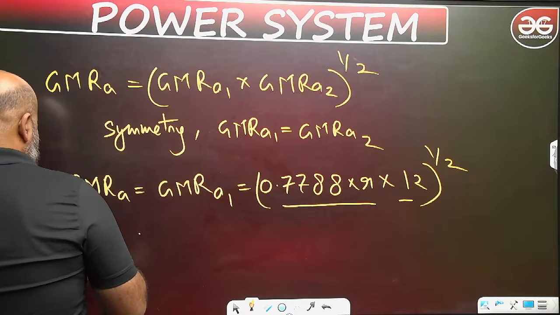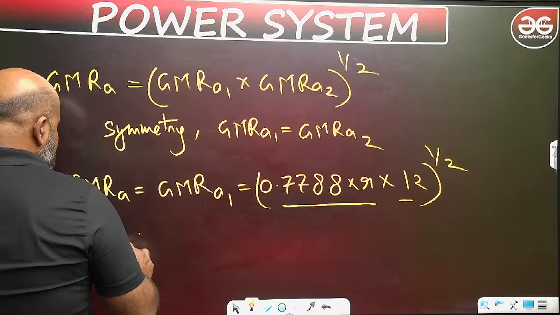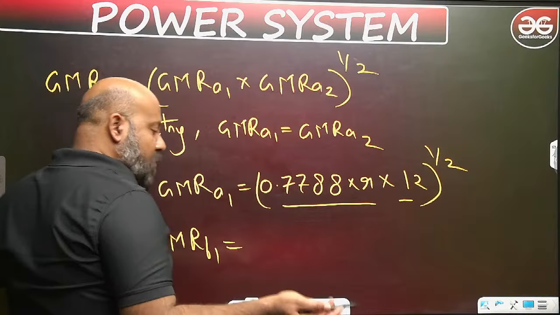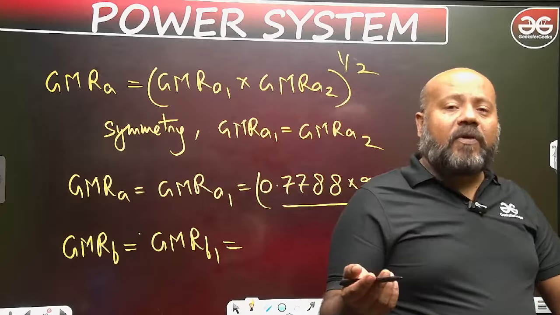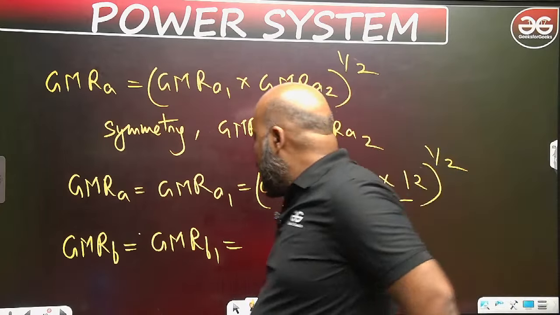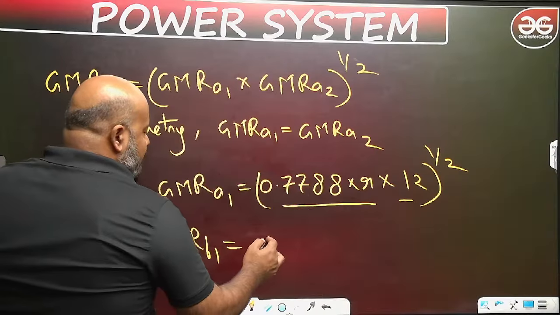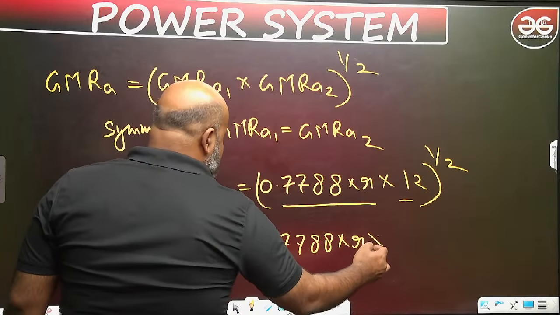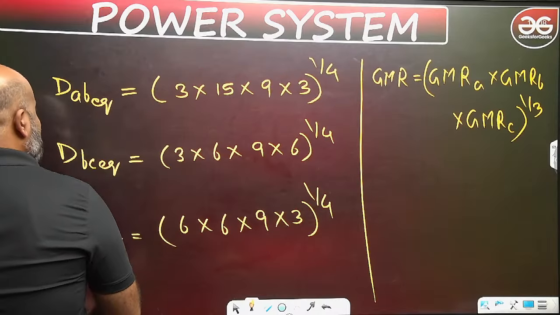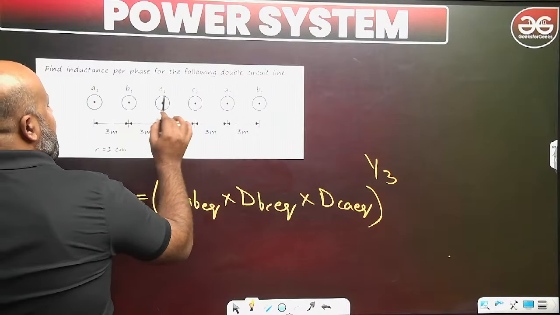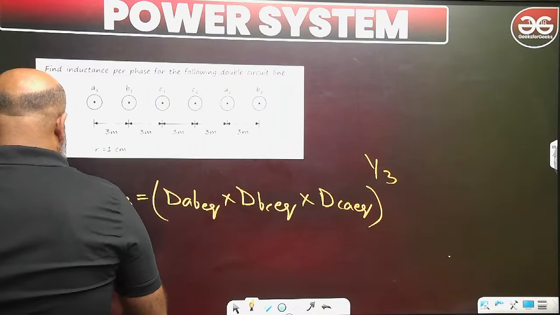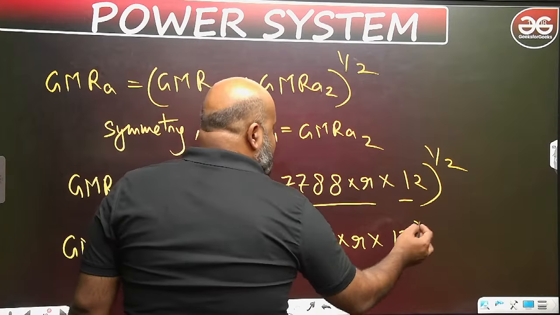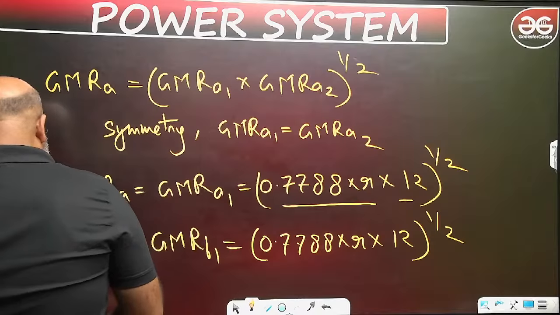Similarly, you can calculate GMR for B. Again, directly you can write GMR B1 is going to be same as GMR B2, and that is equal to GMR for B because of the nature of the symmetry. So the effective radius of B1 is 0.7788 into R, and the distance between B1 and B2. The distance between B1 and B2 is going to be again 12. Power 1 by 2.